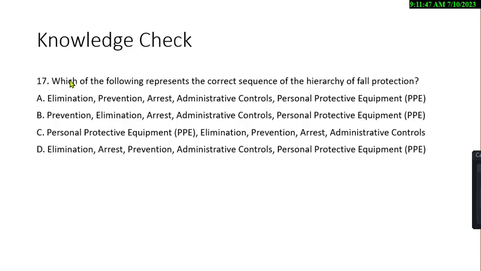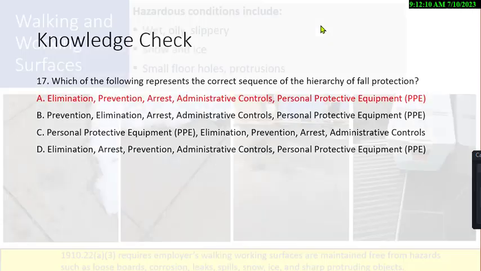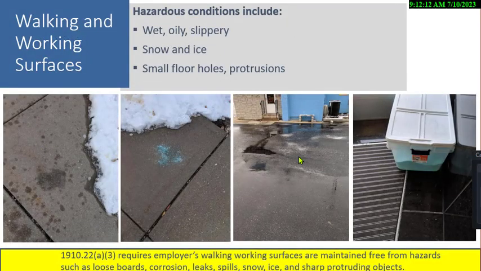Very good. It's always going to be elimination first, and then the issue is prevention. So a little bit different in the hierarchy of control. Again, in general we're going to have elimination, and PPE is the last resort. In fall protection, it's a little bit different, but very good. A is the answer.